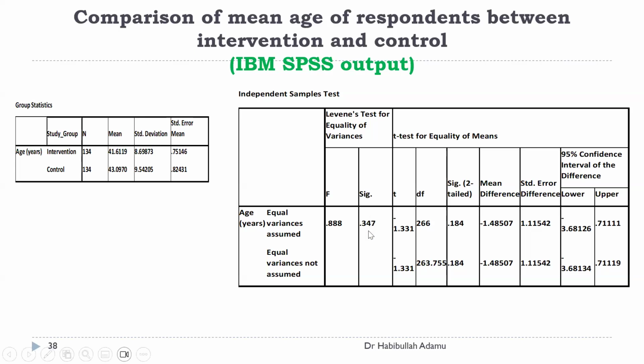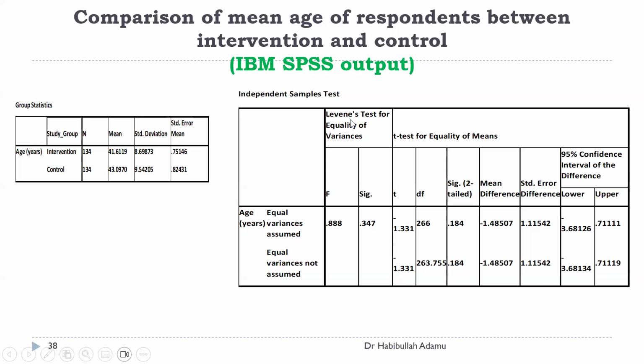So if the variances are assumed to be equal, you are free to use any of the p-values under this sig two-tailed. If you like, you use the one on top. If you like, you use the one below. In fact, once you see that the variances are assumed to be equal, you see that the p-values are similar.